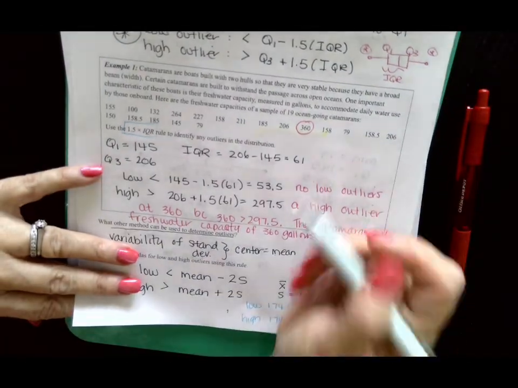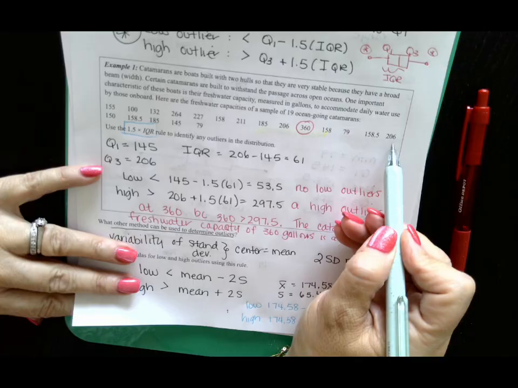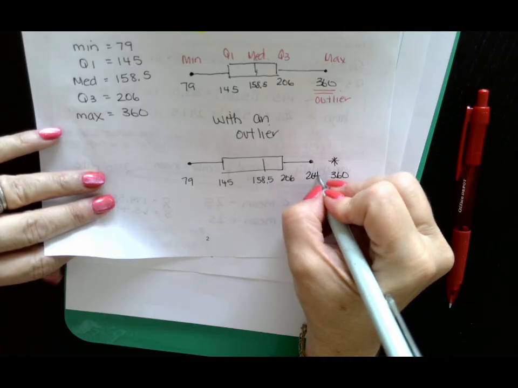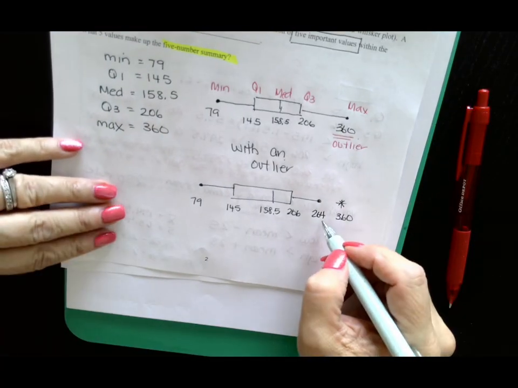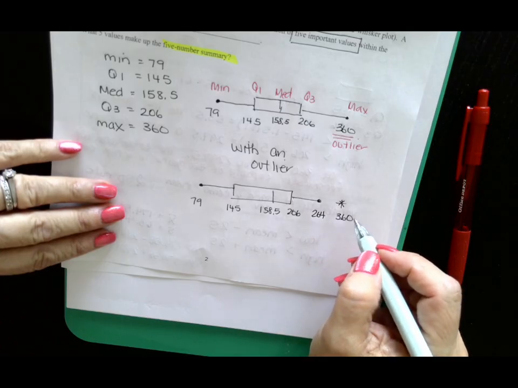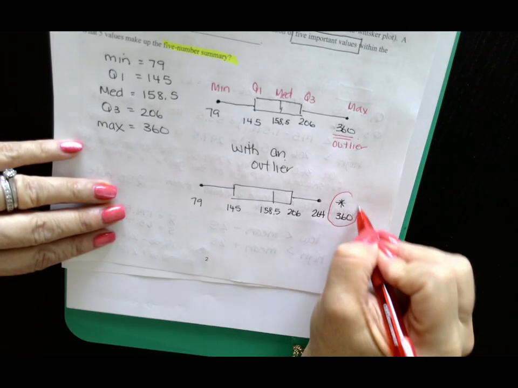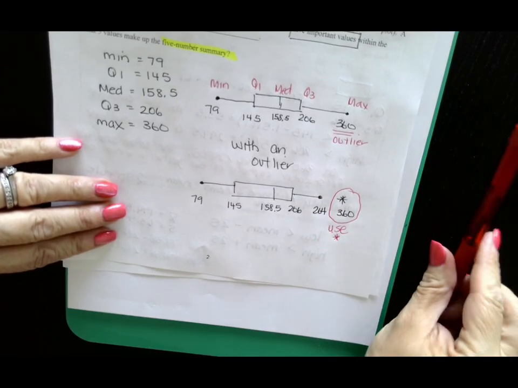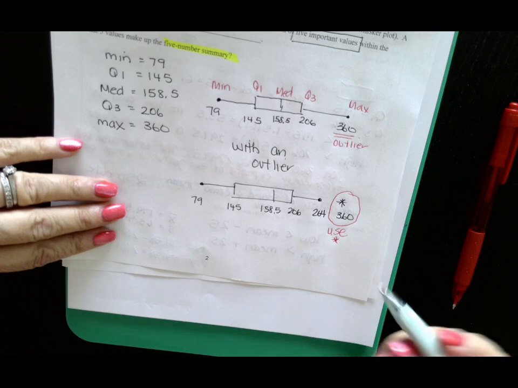Now, I would need to know what my next highest value is. So, looks like 264. So this value here now becomes 264. So this is my new max value, but technically it's because I have this outlier at 360. So when we have an outlier, we're going to use an asterisk. I don't know how to spell that. So just use that asterisk to identify your outlier.